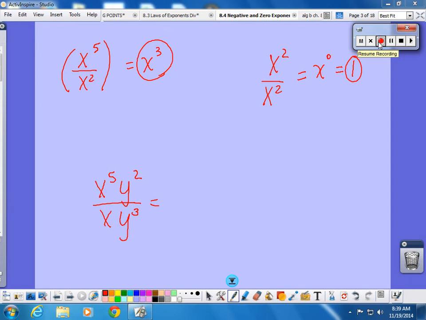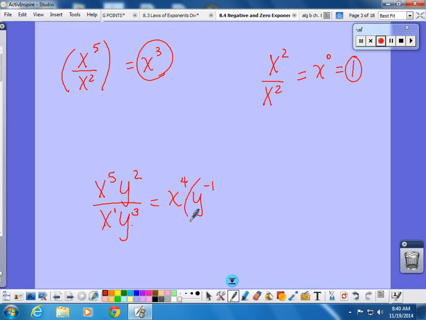All right, now what you have to remember here is that this x has what power? 1. A 1. So x to the 5th divided by x to the 1st is x to the 4th. And then y squared divided by y to the 3rd is y to the -1. And that's what we were just talking about a few minutes ago when you asked that question about where to put the variable. When it ends up negative, you move it.